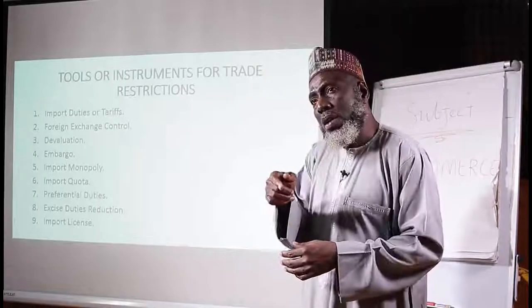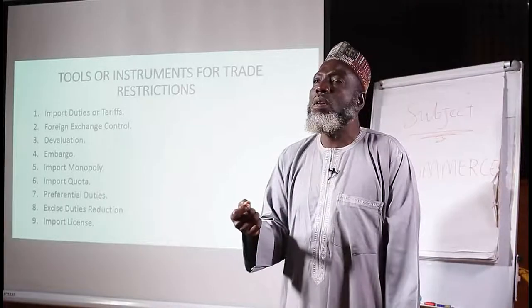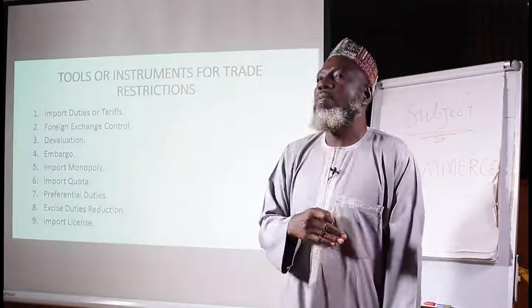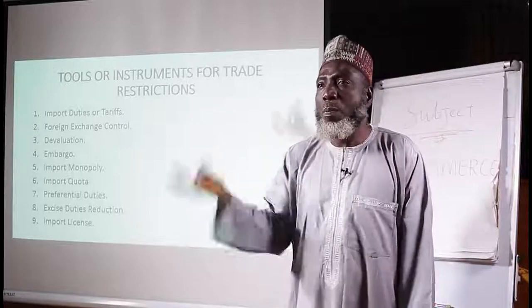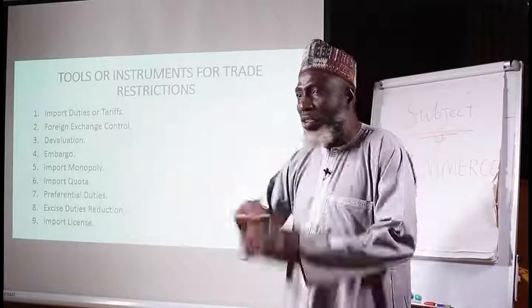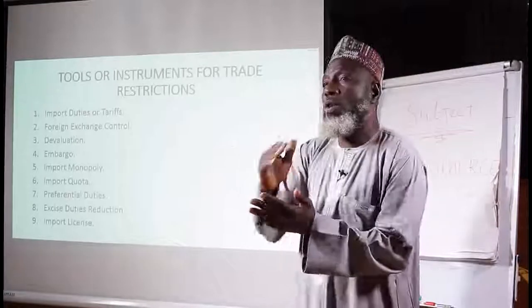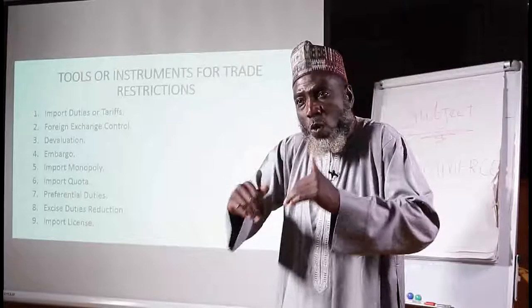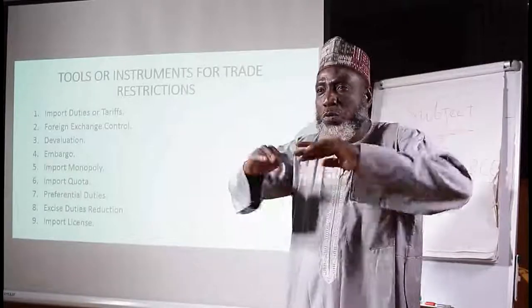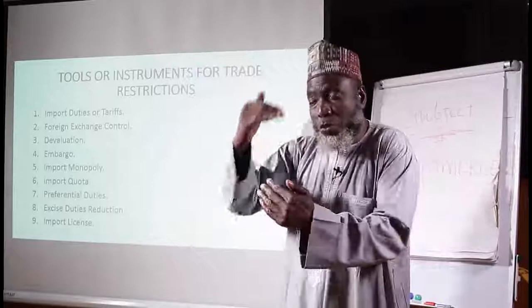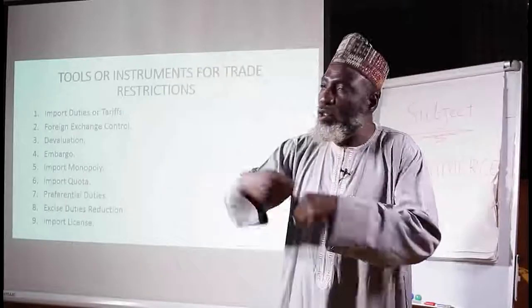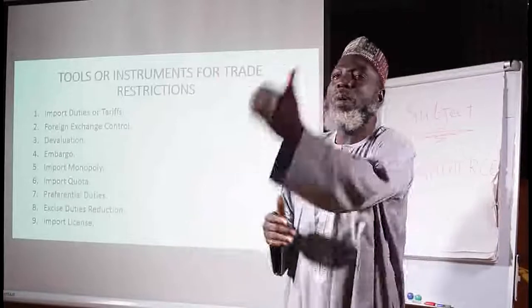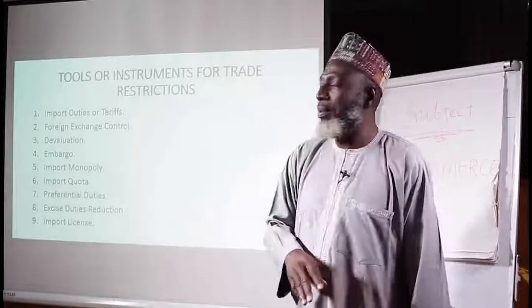So if a country wants to restrict trade, wants to restrict the extent of goods to be bought from outside, they can use this foreign exchange control in order to reduce the volume of money, to reduce the volume of hard currencies, to reduce the volume of currencies of other countries to be issued out. And this is normally done through the central bank.